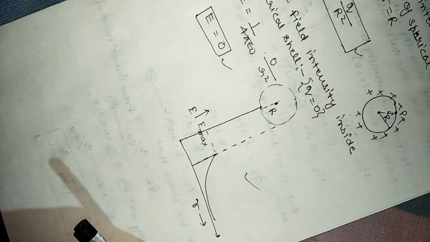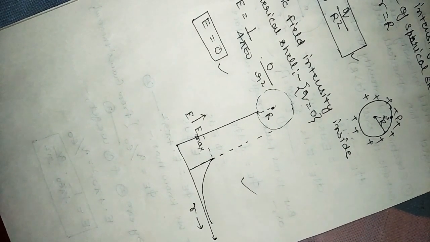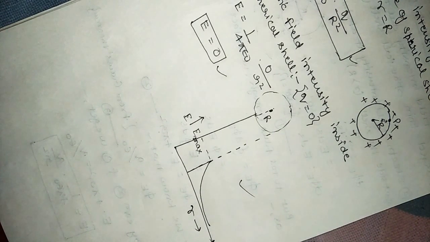We have to discuss this graph. Electric field intensity is 0 inside the charged spherical shell. It is maximum at the surface of the charged spherical shell and varies inversely with the square of the distance away from the spherical shell. Thank you.